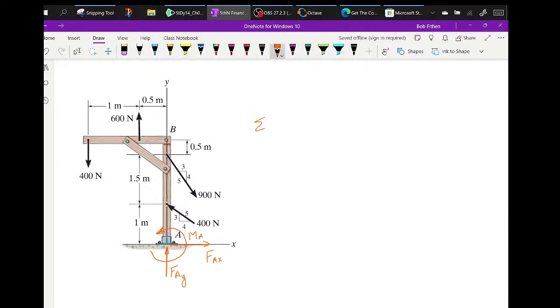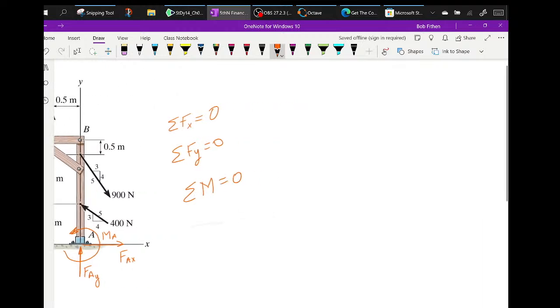Now, the sum of the forces on all of this contraption is going to have to be equal to 0. Why? Because it's not accelerating anywhere. So it's static, which is why this course is called statics. But there also has to be a sum of the moments that equals 0.